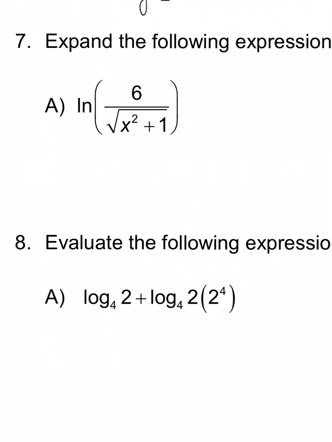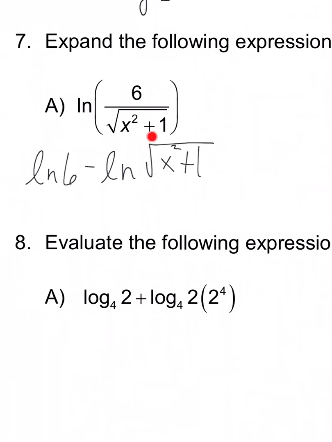Coming down to 7, now we're expanding. When we expand, we're simply using the condensing and expanding rules in the reverse order of what we just did. If I have a term in the numerator of the argument, that's going to be a positive logarithm, and a term in the denominator is going to be a negative. After I split these up, we'll deal with this radical. So first, I have natural log 6, that's a positive logarithm, and then minus natural log root x squared plus 1, and that's a negative logarithm since that argument was originally in the denominator of the logarithm.